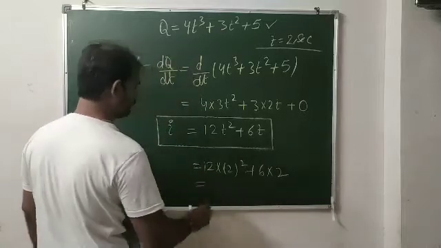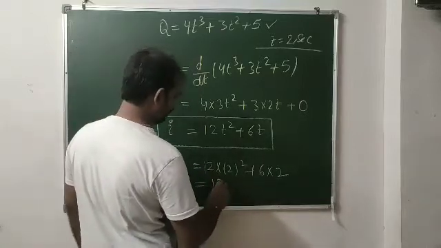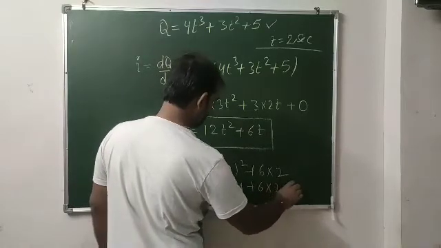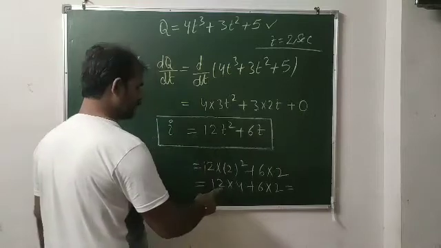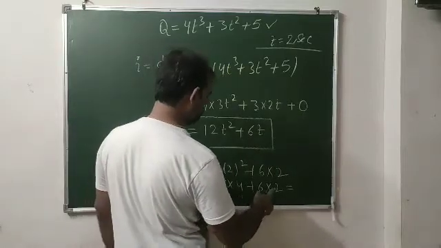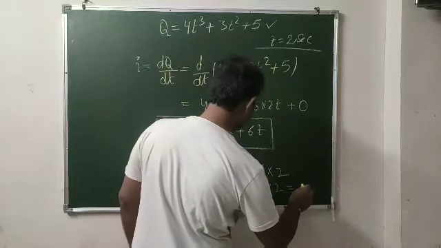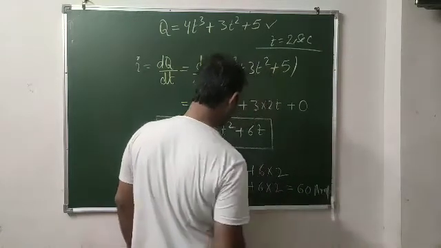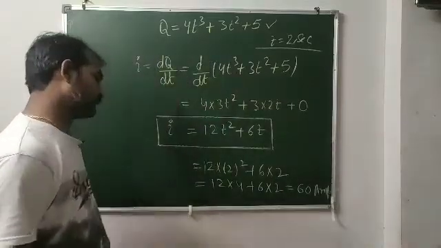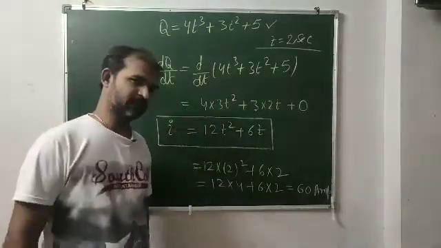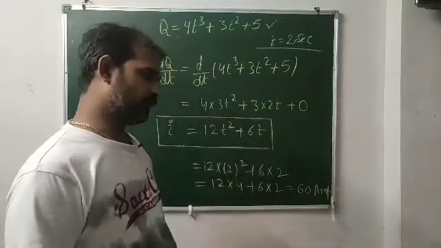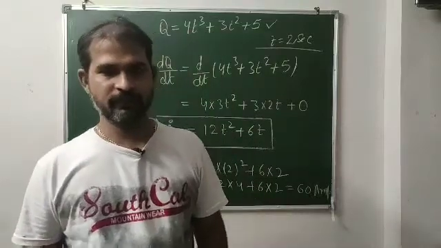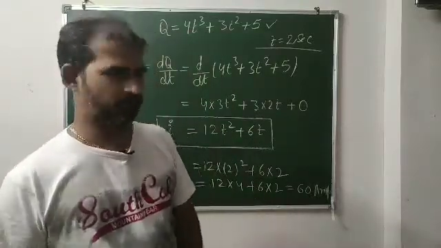So simply 12 into 4 plus 6 into 2. 12 fours are 48 plus 12 means 60. 60 ampere of current will pass through any section of wire at time t is equal to 2 seconds. In the same way, if any other type of function is given to you, you will directly differentiate it if the charge is a function of time.